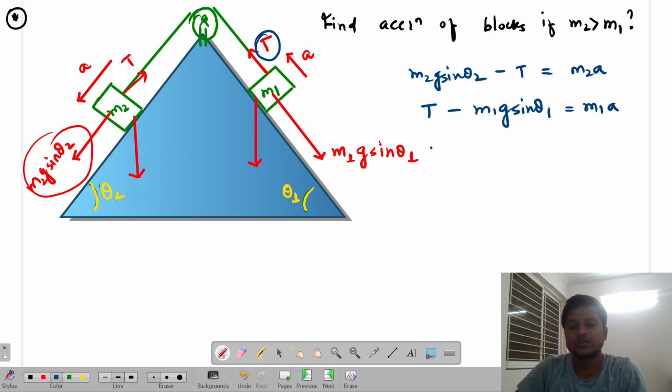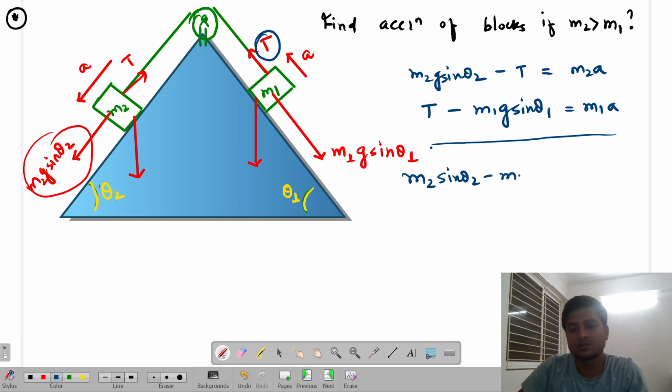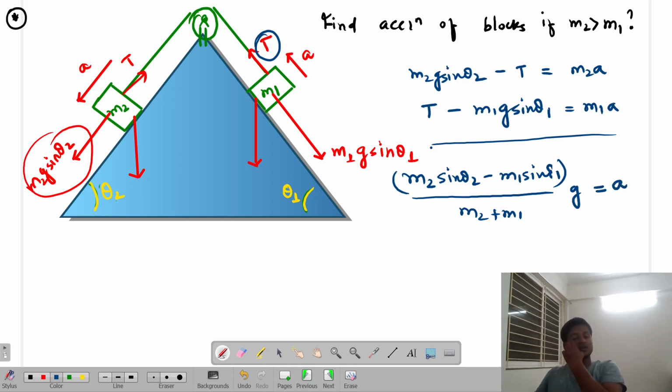So what you got as an equation? Solve it. You will get as m2 minus m1, sorry, it will become m2 sine theta 2 minus m1 sine theta 1 divided by m2 plus m1 into gravity g is nothing but my acceleration. Are you able to get me or not? Understood now? Totally?